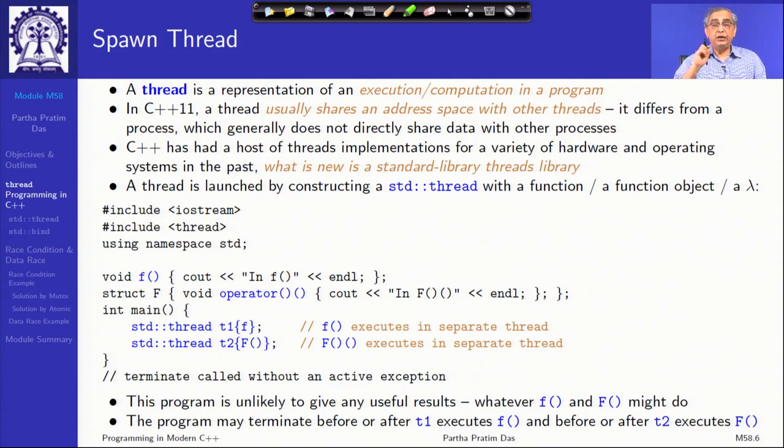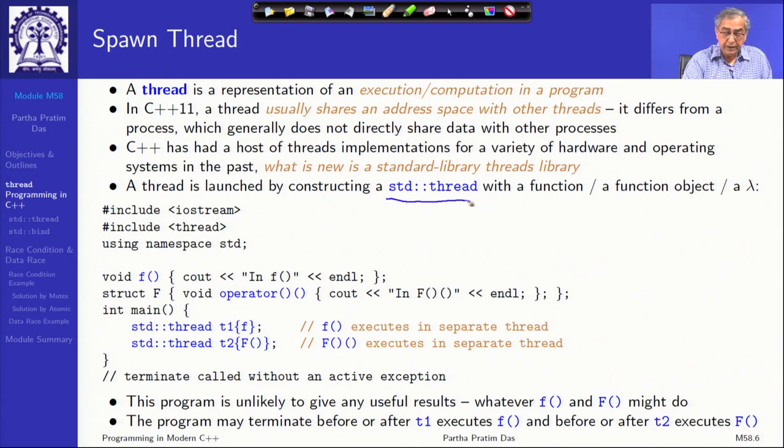So, in that context, what is special about C++11 in the context of thread programming? The special thing is that from C++11 onwards, the standard library itself provides complete support for multi-threaded programming. You do not have to use a third party library like the POSIX library or any other.